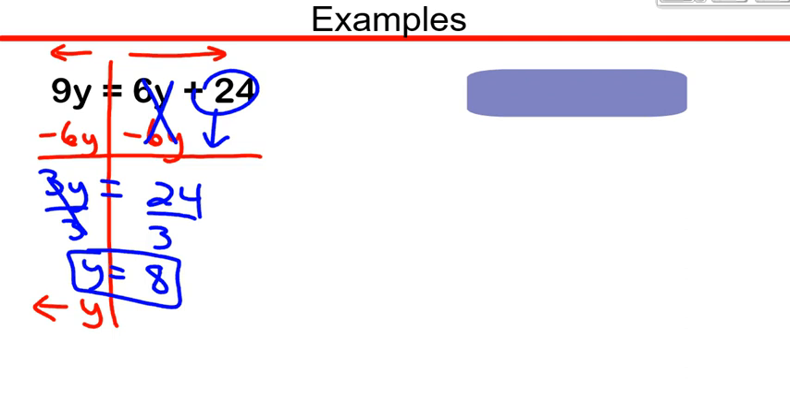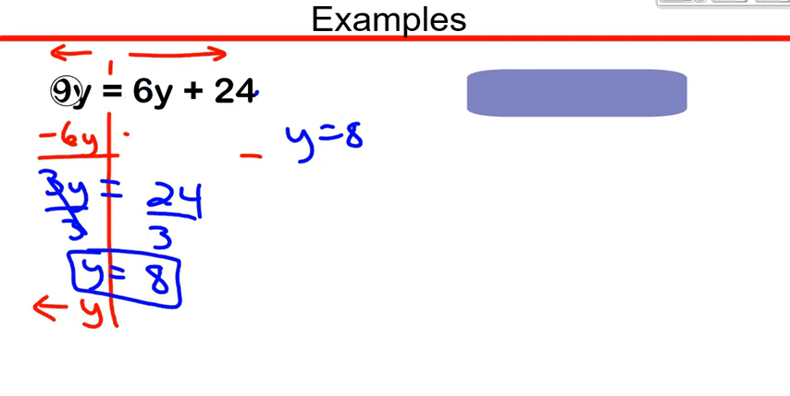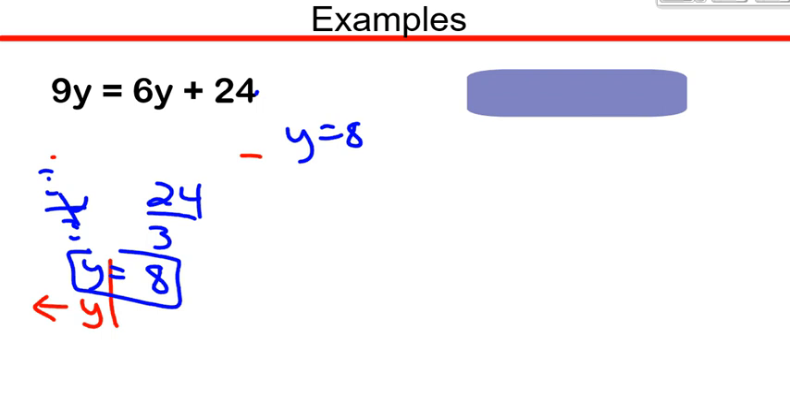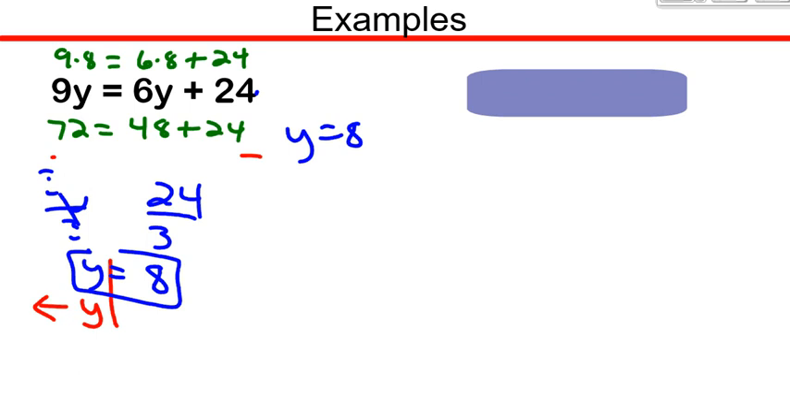Again, if you want to check your answer, let's go ahead and write it here. Y equals 8. You can plug it back into the equation and see if it comes out to be true. So let's go ahead and plug in 8 here. 9 times 8 equals 6 times 8 plus 24. Well, 9 times 8 is 72. 6 times 8 is 48. Plus 24, so let's go over here. 48 plus 24 is 8 plus 4 is 12, carry the 1. It is 72, so it checks out. All right, so that's a way that you can check and see if your answers are correct.